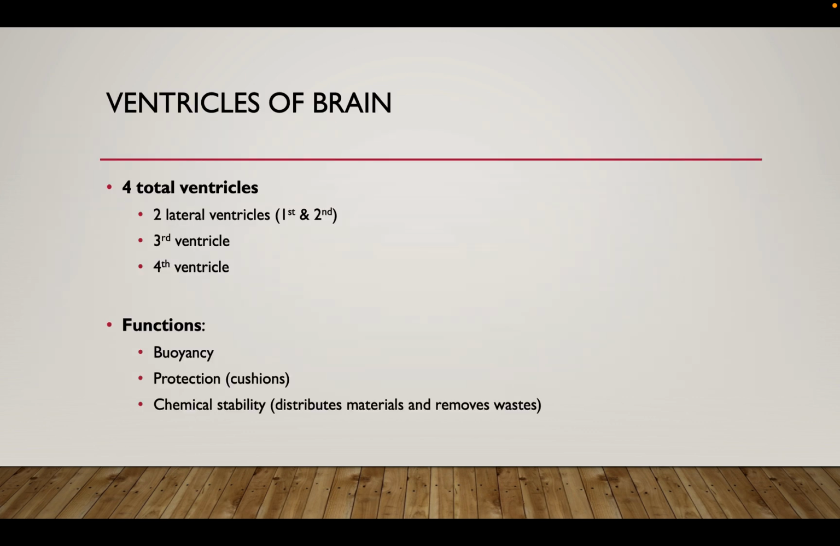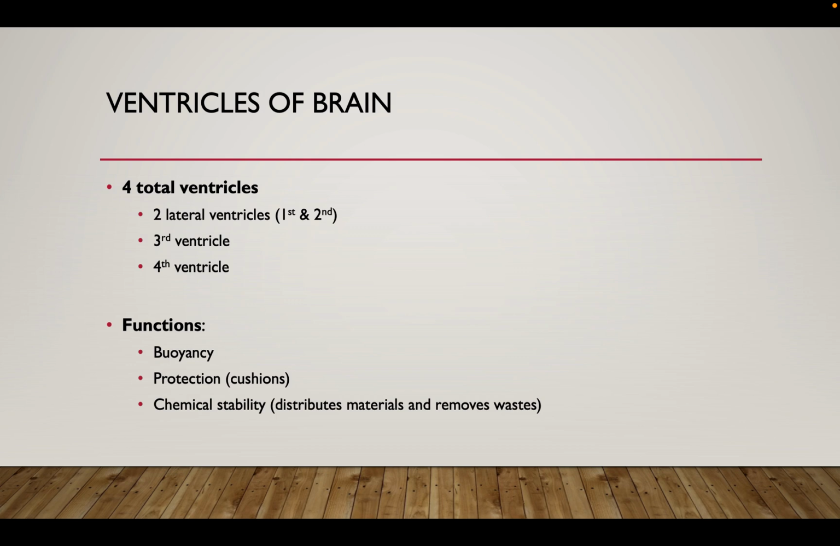So the ventricles of the brain, as we discussed, you have 4 total. You have 2 lateral, and a third, and a fourth. Now, circulating within this, we have our cerebral spinal fluid, and it provides some buoyancy, so it allows the brain to be maybe a little bit lighter and not as heavy within the skull. It has a protective function as well.